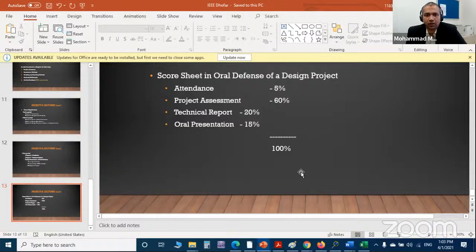Another question from a student: how can I participate in a competition as a Dhofar University student? So doctor, about any competition which is held at the GCC level or world level, how can they get information about the competition?